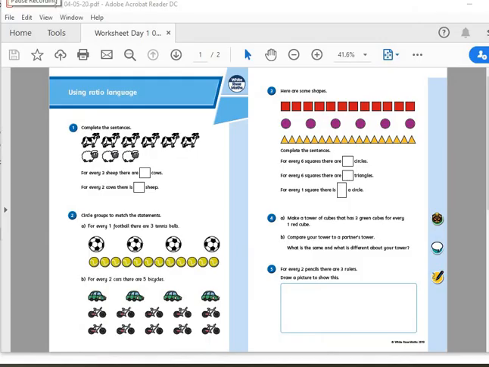So I hope that video made sense. This is your worksheet for today, so you can just record these in your maths book. Remember to write out the statements. So first question, for example, complete the sentences. For every 3 sheep there are how many cows? And for every 2 cows there are 3 sheep.